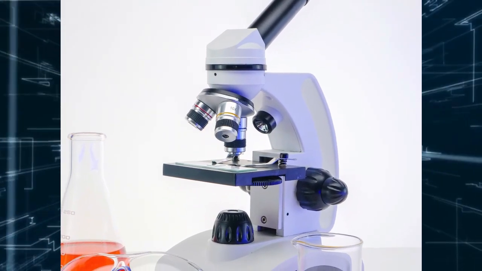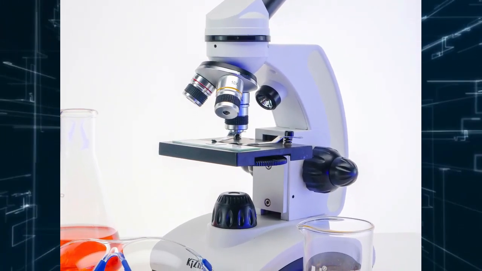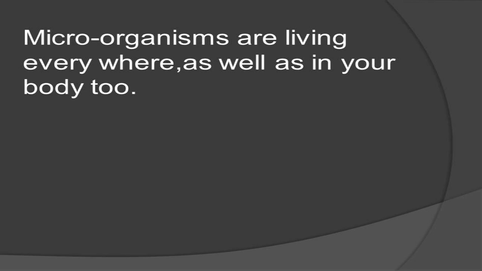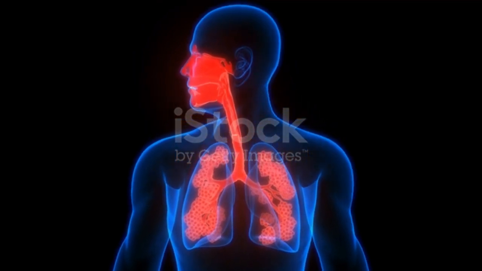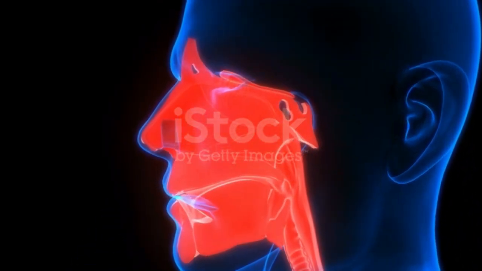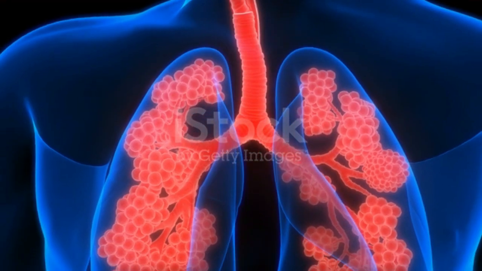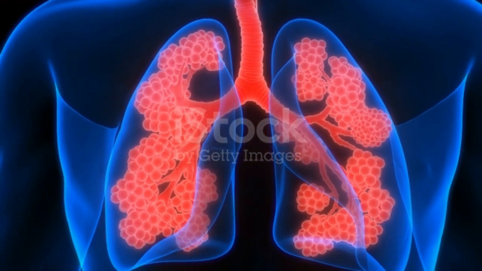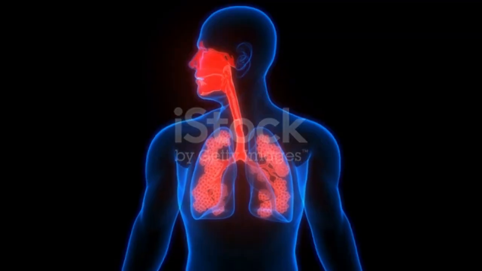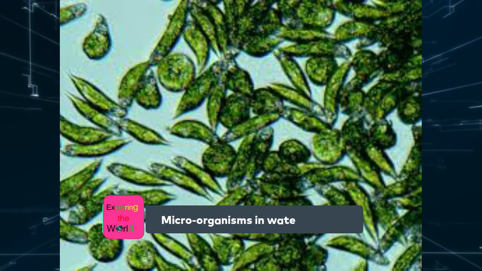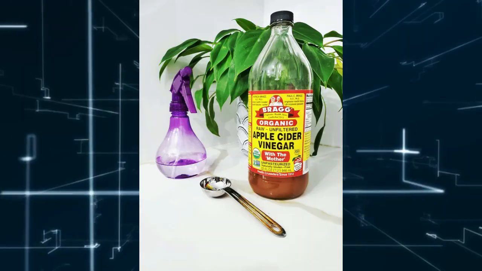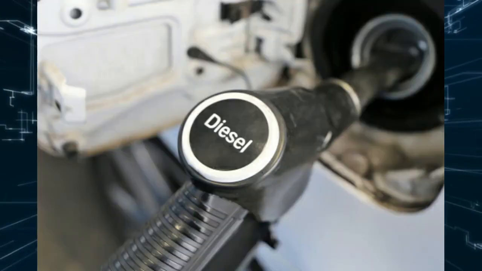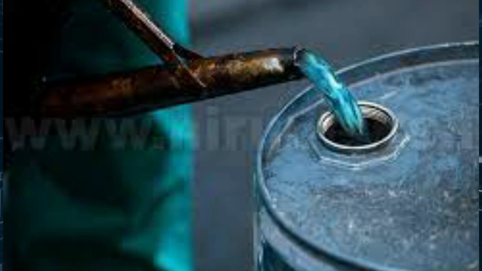Now, I will tell you where they are living. Microorganisms are living everywhere, as well as in your body too. Microorganisms are living in your body, in your mouth, eyes, nose, and on the skin surface. Including these places, microorganisms are living in different places of your body. Actually, microorganisms are living in water also, and in vinegar, petrol, diesel, and in kerosene oil as well.